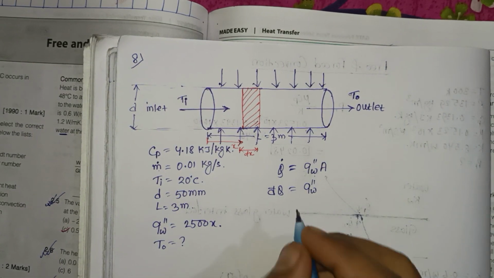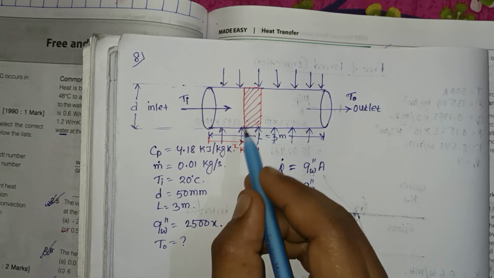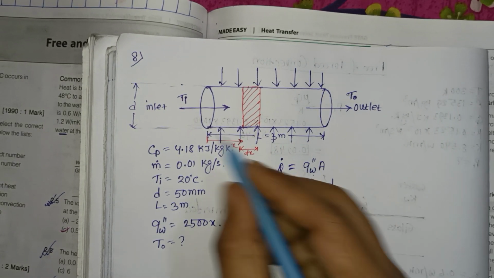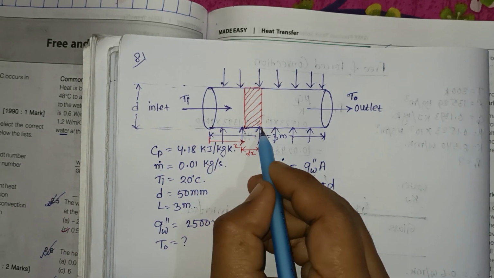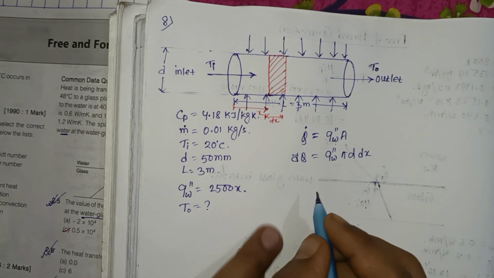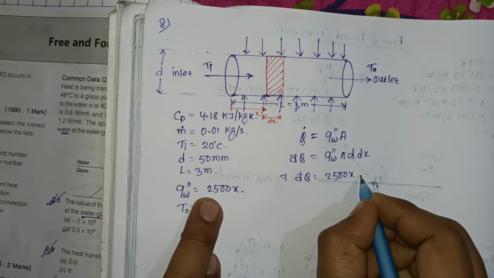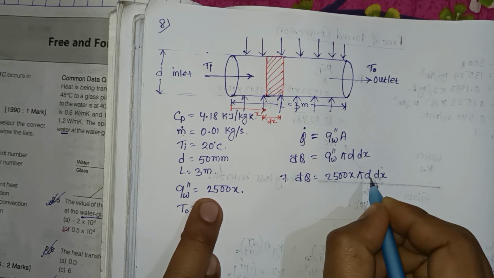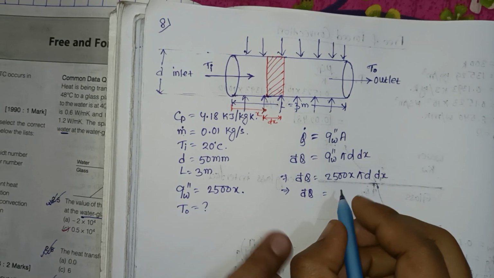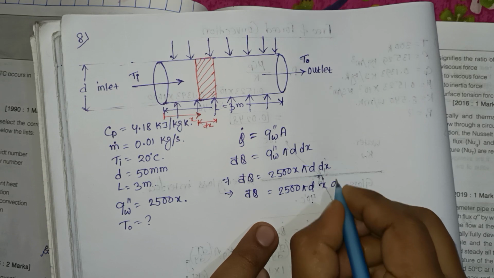So what is the area of this cross section? The pipe surface area is pi d into L. So pi into d, the diameter of this pipe, into L, which means dx. So that means dq is equal to 2500x into pi d into dx. So from here dq is equal to 2500 pi d x dx.